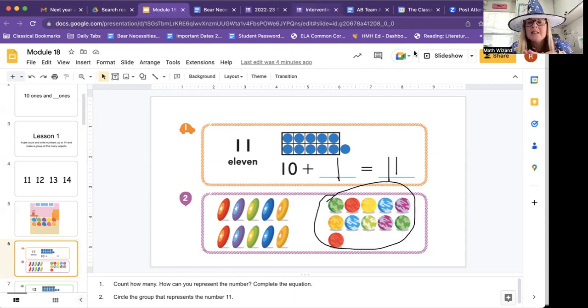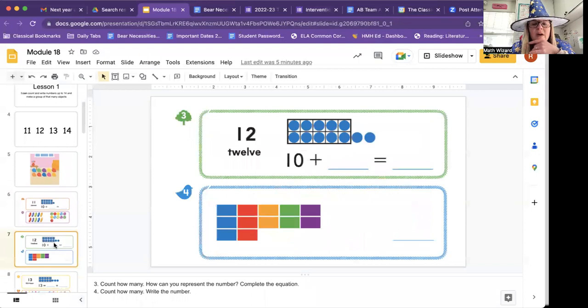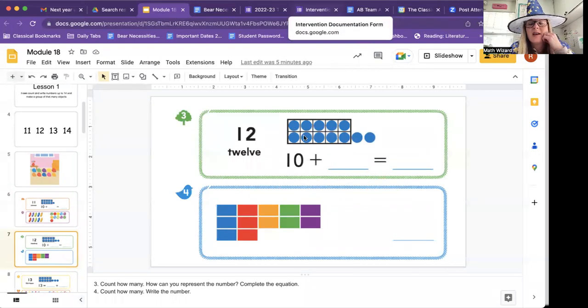Okay, you can pause this while you do that if you need to. All right, and we're going to go to 12. Very similar. Right here we have, what do we have? 10 frame, 10 ones, and how many more? 1, 2. So I'm going to write that 10 plus 2 equals, let's see, 10, 11, 12. That's the number 12 right there.